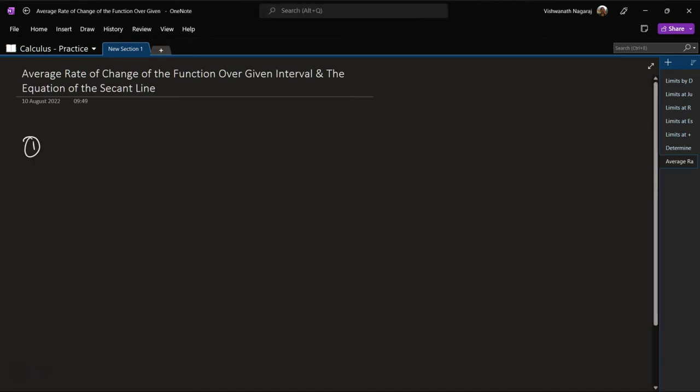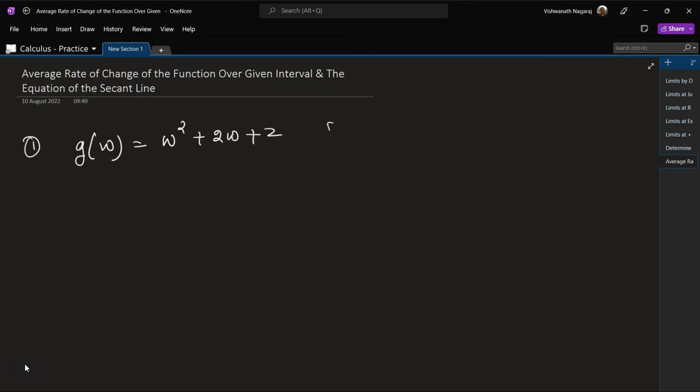Okay, so first one. The function given to us is g of w equals w square plus 2w plus 2, and the interval given to us is minus 1 comma 0. So here let's say this is w1 and this is w2. These are basically x coordinates. We have to evaluate the y coordinates, which means we have to figure out g of w1.